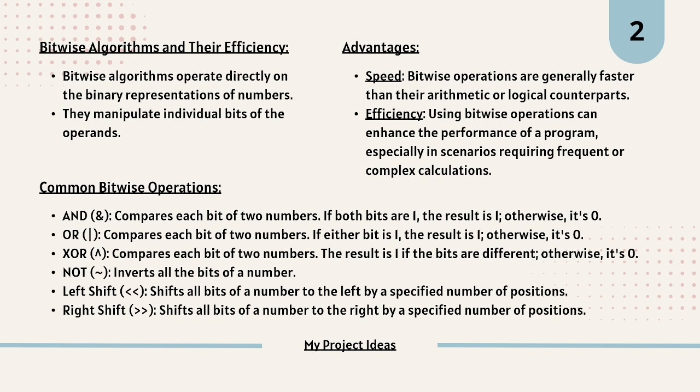Why do we use bitwise algorithms? Obviously, it's because of their efficiency, because of their speed of execution. So let's see how it improves our program's efficiency and why it becomes very important to use bitwise algorithms. Bitwise algorithms operate directly on the binary representations of numbers. No brainer. We have been seeing it in the past two videos. They manipulate the individual bits of the operands.